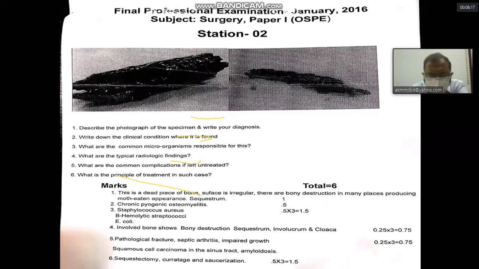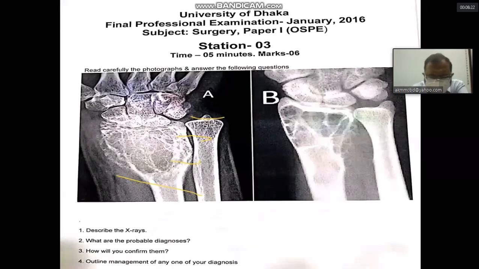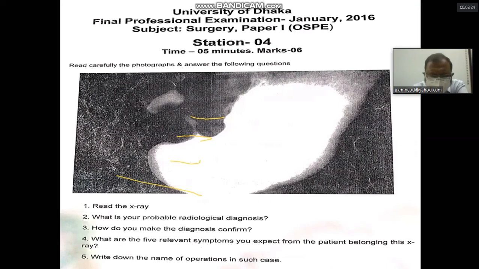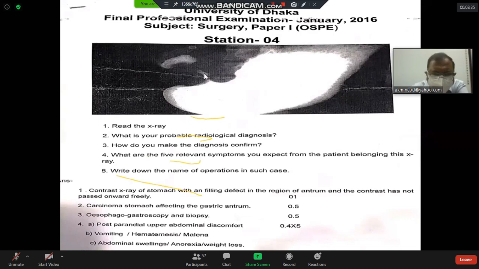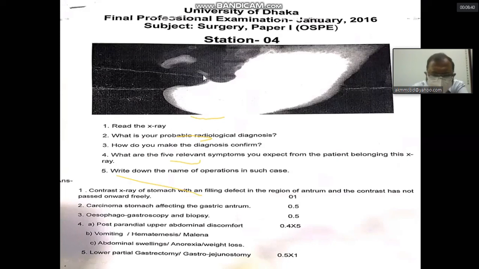This is a barium meal X-ray. If you are asked to read the X-ray, what will be the answer? This is a contrast X-ray of stomach with a filling defect in the region of the antrum. Here there is a filling defect. Can you see? Yes, sir. And the contrast has not passed onward freely to the duodenum. Whatever you write, it will be taken as the correct answer.